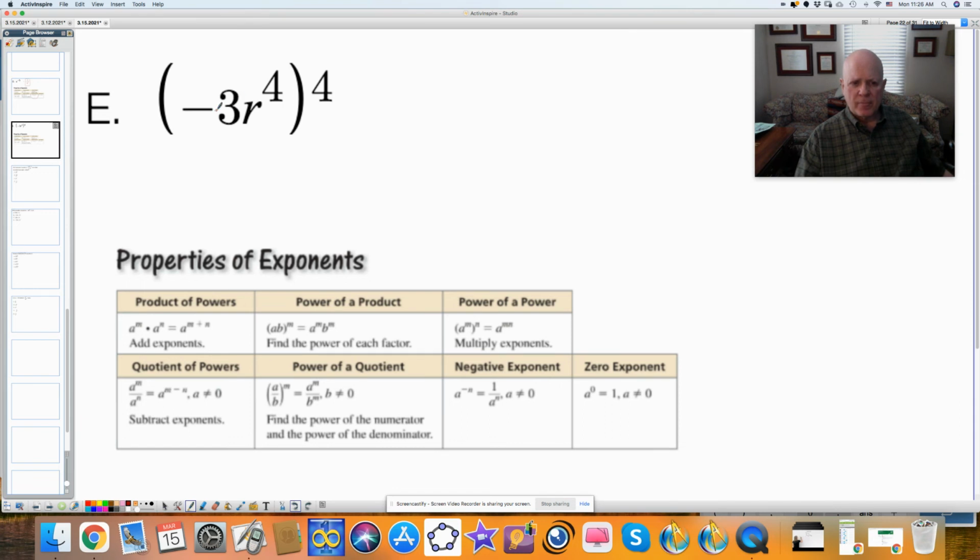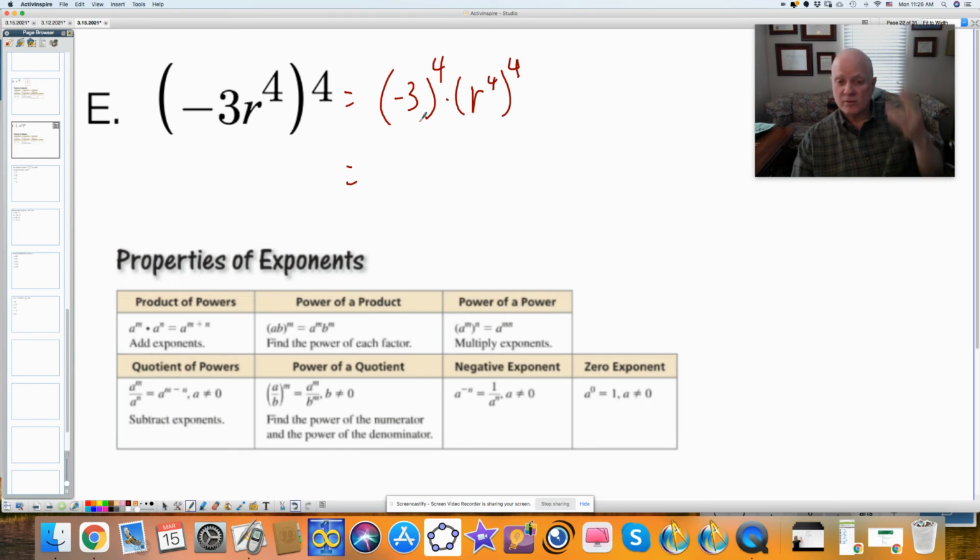Here we have the product, and we're raising it to a power. So each individual part is raised to that power. And we get negative 3 times negative 3 is 9, times negative 3 times negative 3, which is 9, is 81. Then we get to do this one, we're going to do the power of a power. So we raise this, so this would be r to the 4 times 4, which is 16.